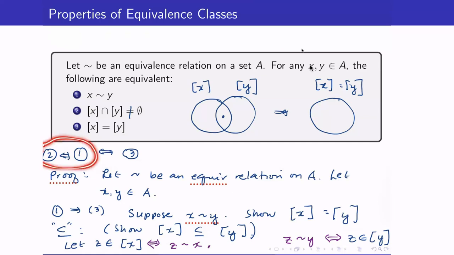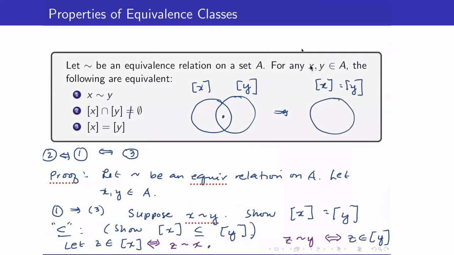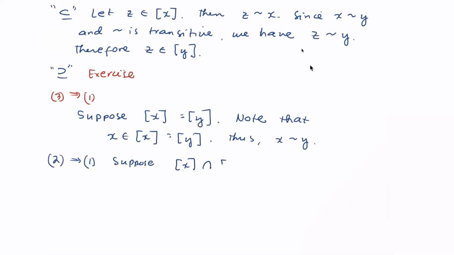Next, let's prove that 1 is equivalent to 2. Let me start by proving 2 implies 1. We will assume that the intersection is not empty. If the intersection is not empty, then the two equivalence classes are actually the same. Suppose the intersection of the equivalence class of x and y is not equal to empty. So, what does it mean for the intersection to be non-empty? Then we are sure that there exists something in the intersection.